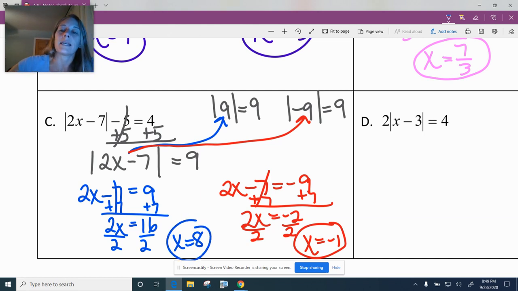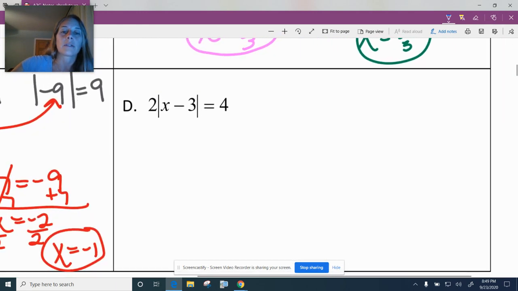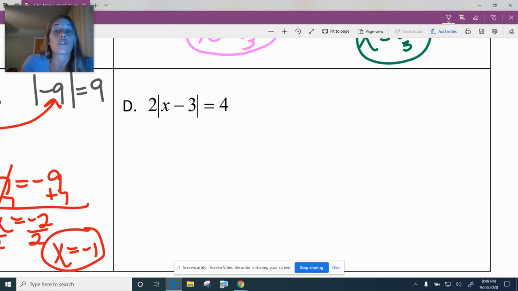Okay, now example D, we also have a number on the outside of the absolute value bars. However, this one is not being added or subtracted. It's being multiplied to the absolute value. Now, one common mistake that people make is that they sometimes try to distribute, but you do not ever distribute a number to absolute values. Whatever's in the absolute value stays in there. Whatever's outside stays outside. So in order for us to get this 2 to go away, we would have to divide by 2, and whatever we do to one side, we would do to the other.